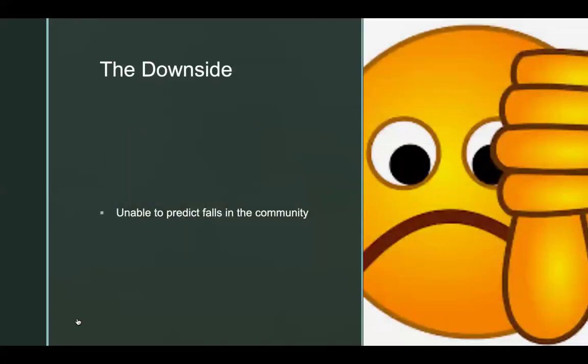The only downside with the timed up and go test is that it's unable to predict falls in the community. Yes, this test is very well administered in the clinic. The patient stands up, walks 3 meters and comes back. And that's essentially good. We do have those time frames of the 10 seconds, the 20 seconds and the 30 seconds.